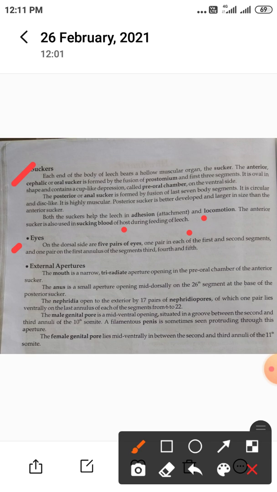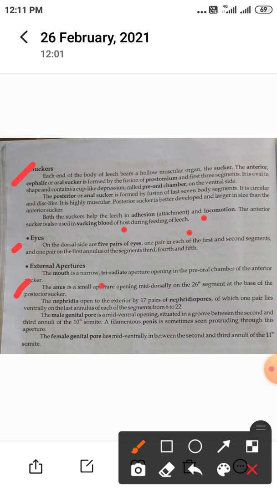Then external apertures. The mouth is a narrow triradiate aperture opening in the preoral chamber of the anterior sucker. This means they open at the site of the anterior region or cephalic region.